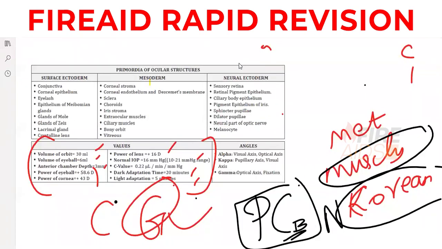Out of which the most confusing thing is power of eyeball, power of cornea, power of lens, because it is an easy mistake-making MCQ. So as much as possible, try to focus over there. It is very essential for your MCQ.